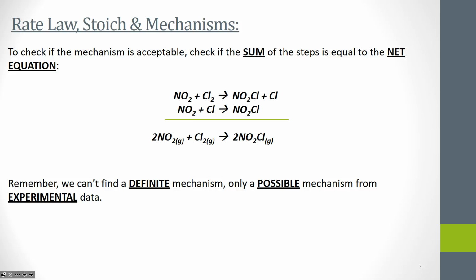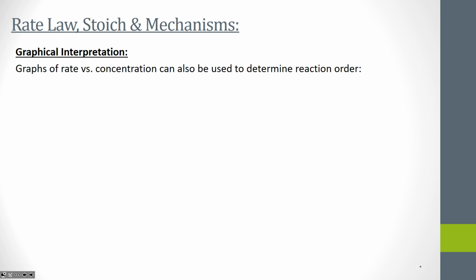You would have to know a little bit more about bonding patterns and how different bonds are formed, what kind of intermediates might be formed. But at the end of the day, this is how chemists would get these mechanisms. They're not just pulling them out of thin air. The last thing I wanted to talk about before we finish the unit is the graphical interpretation of rate laws. I want you to think about what those orders mean.